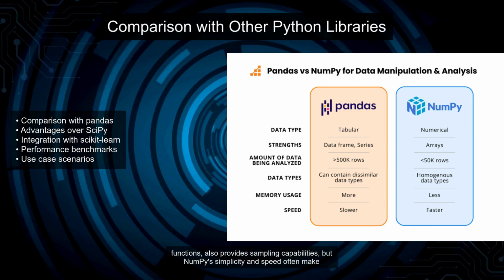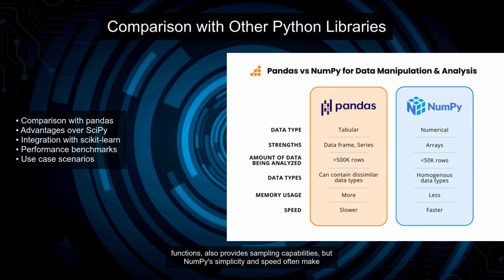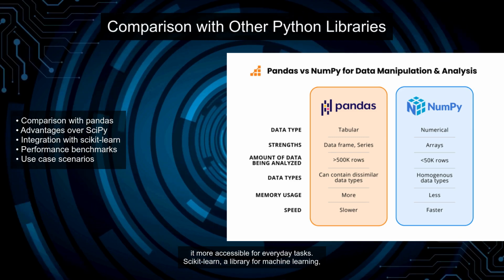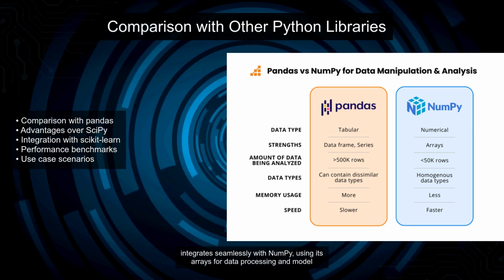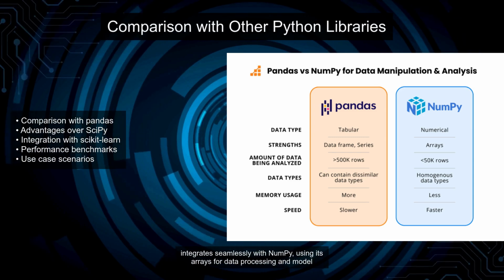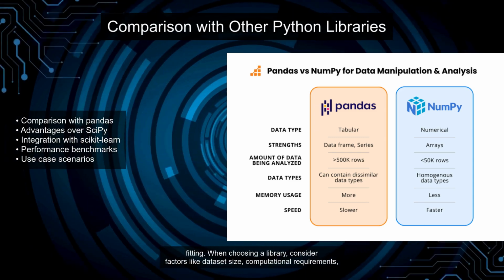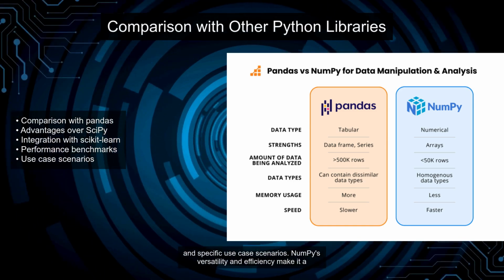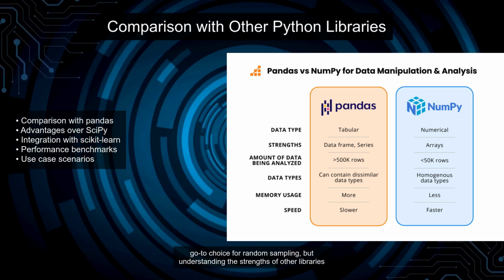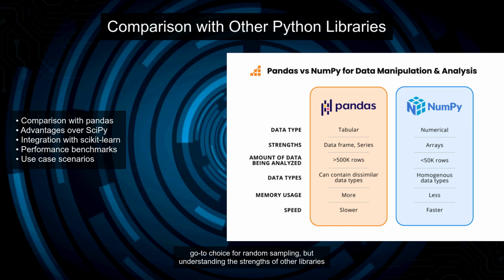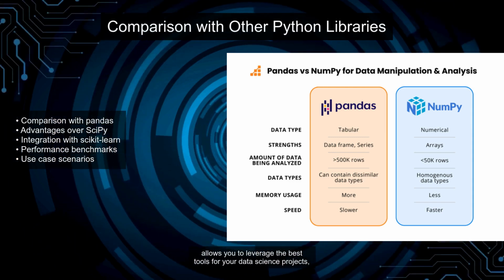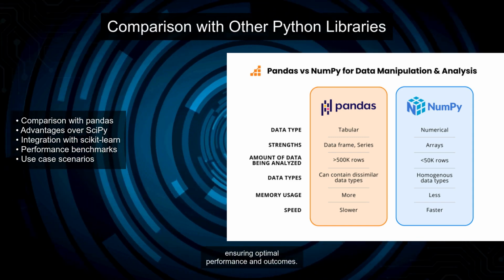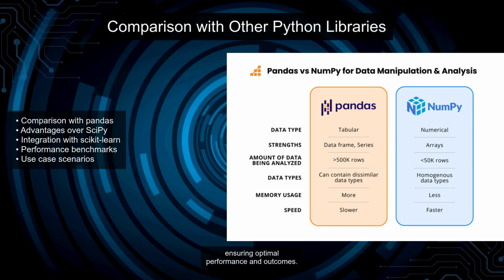SciPy, with its extensive scientific computing functions, also provides sampling capabilities, but NumPy's simplicity and speed often make it more accessible for everyday tasks. Scikit-learn, a library for machine learning, integrates seamlessly with NumPy, using its arrays for data processing and model fitting. When choosing a library, consider factors like dataset size, computational requirements, and specific use case scenarios. NumPy's versatility and efficiency make it a go-to choice for random sampling, but understanding the strengths of other libraries allows you to leverage the best tools for your data science projects, ensuring optimal performance and outcomes.